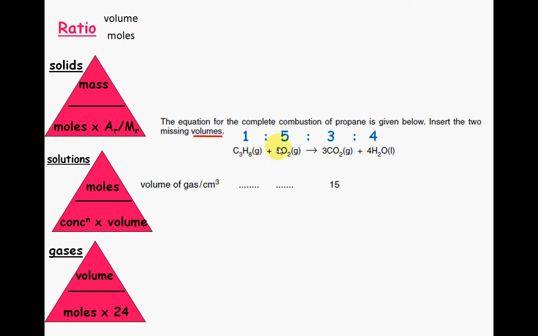Right, now how I'm going to solve the problem. I'm trying to find volume of gas. So I can use this triangle, or I can apply the ratio idea. Okay? So how do I know which one to apply? First of all, for this triangle, if I want to find out volume, I need to know the number of moles. So it'll be moles times 24.